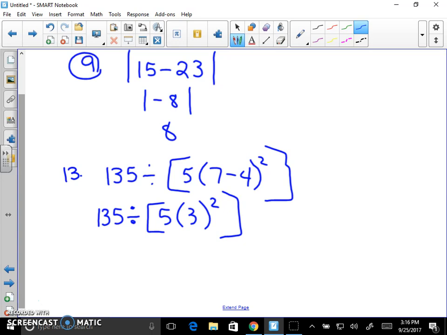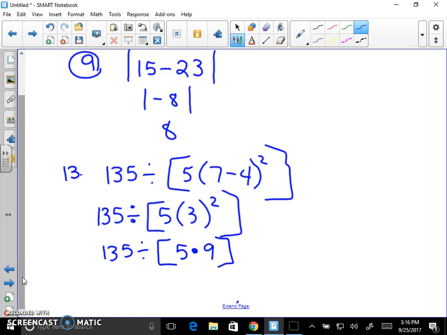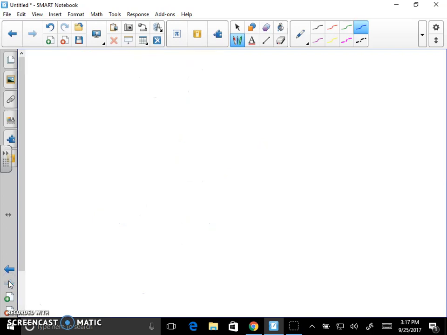Now, the next order would be, we have exponents here, so we have to do the exponents because we have division, then we have multiplication, and then we have the exponent. So you have 135 divided by, and you're going to keep this 5, and now it's 5 times 9. Okay, let's extend that page. I'm not sure if I'm going to be able to get there. And now we're going to say 135 divided by 45, because 9 times 5 is 45, and then when we divide that, we get 3. Okay, I'm going to leave number 14 for you.